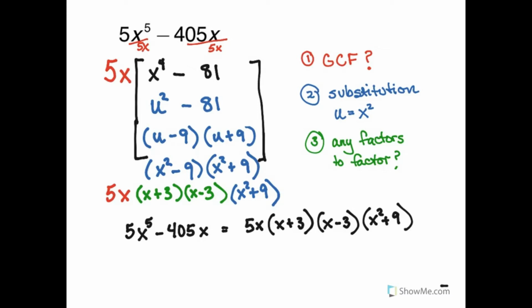Again, let's check the first term. I have an x squared times an x gives me x to the third, times another x gives me x to the fourth, and times another x gives me x to the fifth. So at least I've got that first term right, and I'm happy with this factorization.